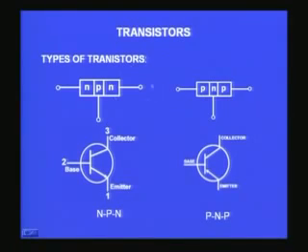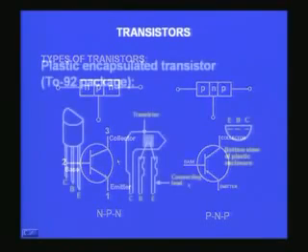Now I have shown you the details of the 3 layers NPN and PNP, and I have also shown you on the screen the circuit symbol of the NPN and the PNP transistor. So you can see the base, collector, emitter, and then there is an arrow which actually distinguishes the NPN transistor and the PNP transistor.